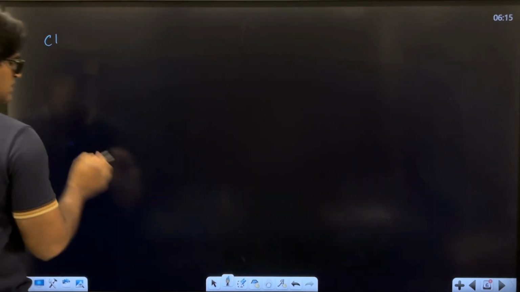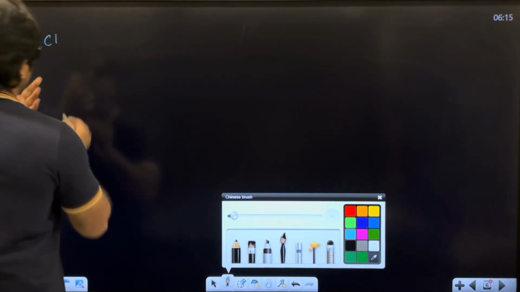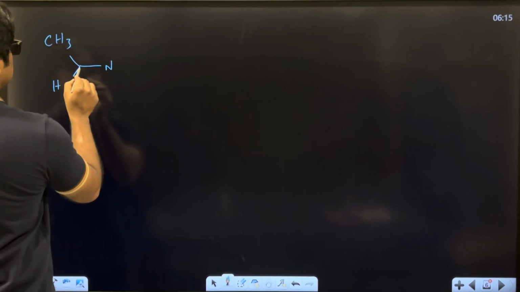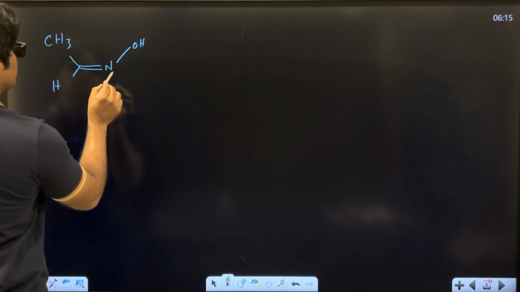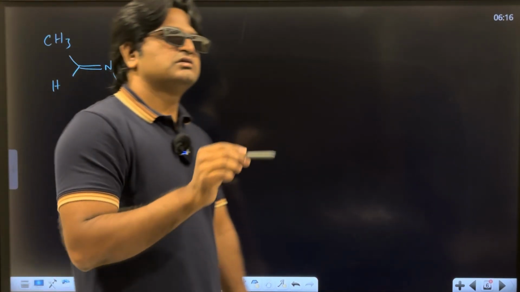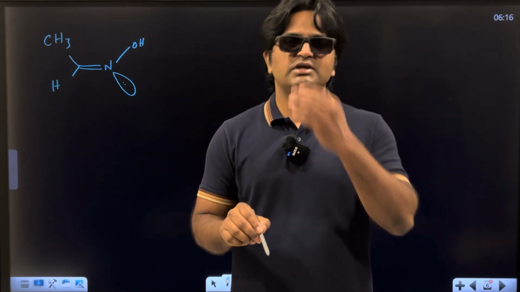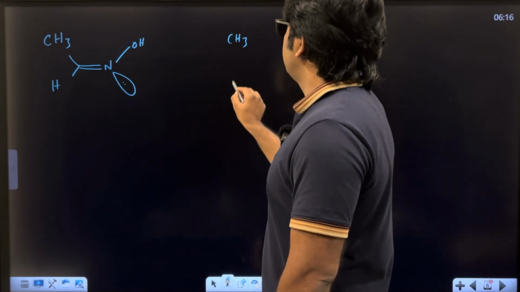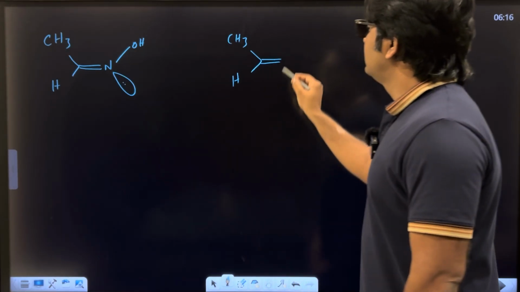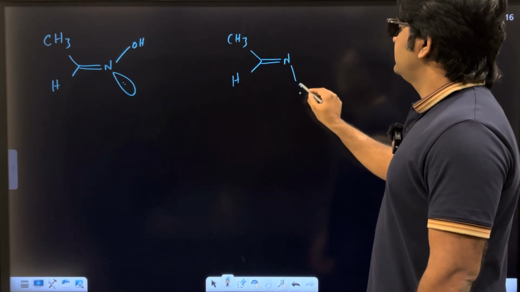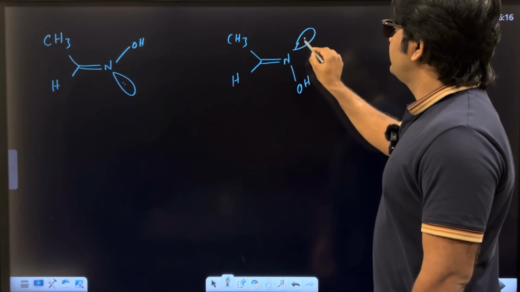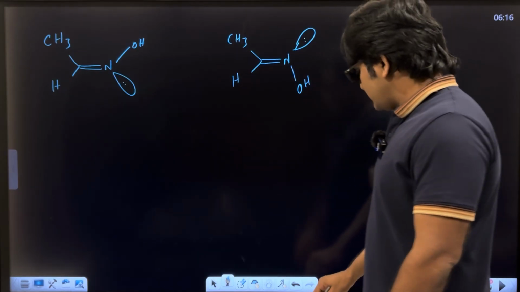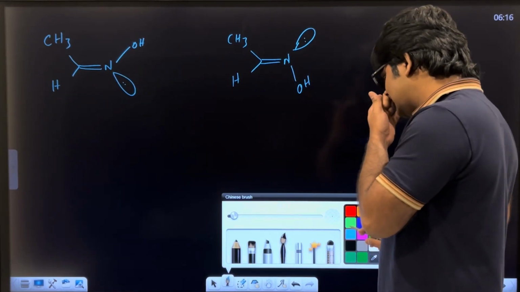Next point, in case of aldoxime, I am taking like this CH3 and H double bond N OH, and we are taking a lone pair of electrons. Why? Because after three bonds, how many lone pairs are present on the nitrogen atom? Yes, there should be one lone pair. Next one, CH3 hydrogen, same thing. Now here double bond N, and here I am taking OH and a lone pair of electrons. First I am taking aldoximes. Why? Because these aldoximes are coming from the aldehyde and hydroxylamine combination.